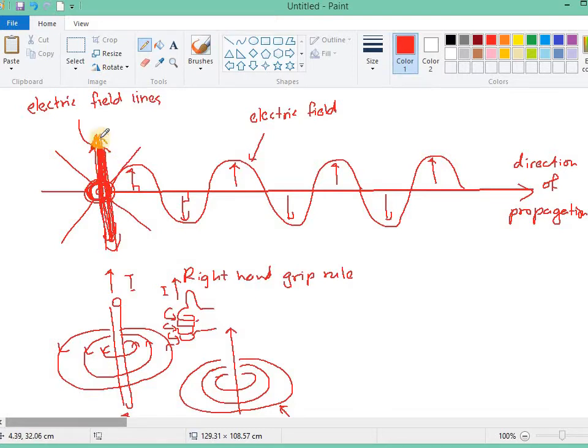And because this electron keep on oscillating, going up and down, that means the direction of current keep on changing. And if the direction of current keep on changing, the direction of magnetic field also keep on changing. And you see the direction of the magnetic field. This is direction of current. This is direction of magnetic field. You see or not?